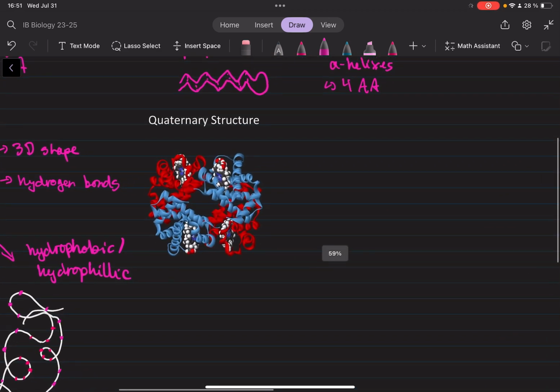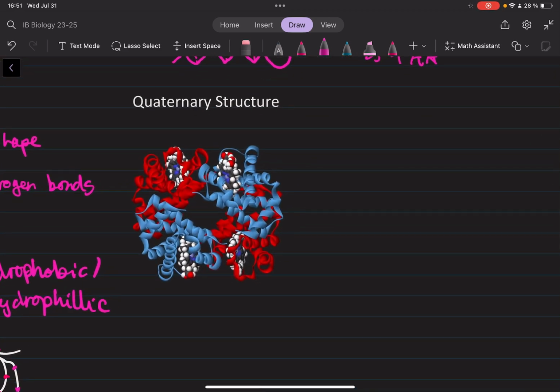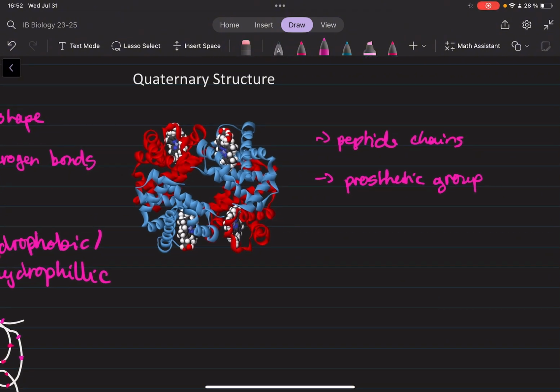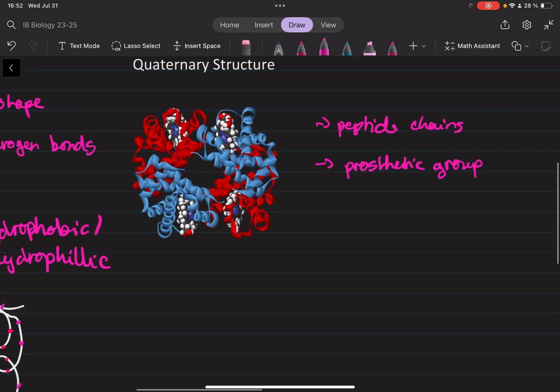Then we have the quaternary structure. The quaternary structure is where you have different peptide chains or prosthetic groups interacting together in conjunction, essentially. You also have different types of quaternary structures. You've got conjugated and non-conjugated.